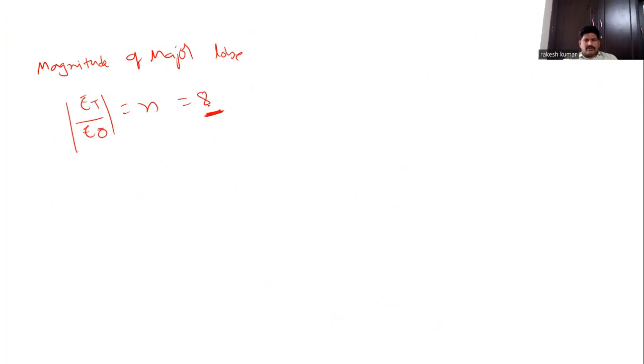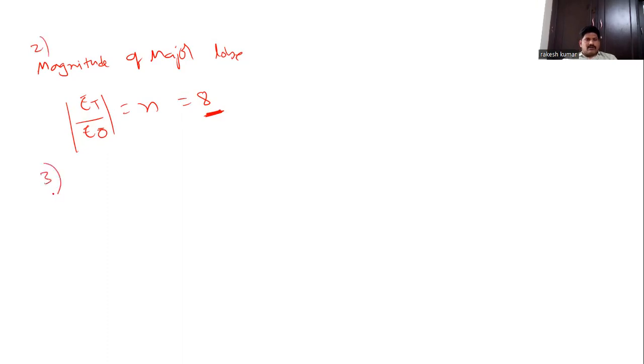Now let us come to the second one, that is the magnitude of the major lobe. What is the formula for the magnitude of the major lobe in a broadside array? E total by E naught is equal to n. Here what is the value of n? n is equal to 8, since they have given 8 elements. So this is the second.